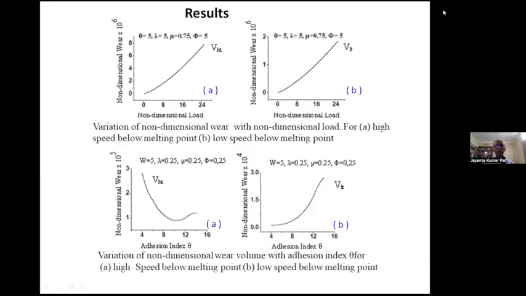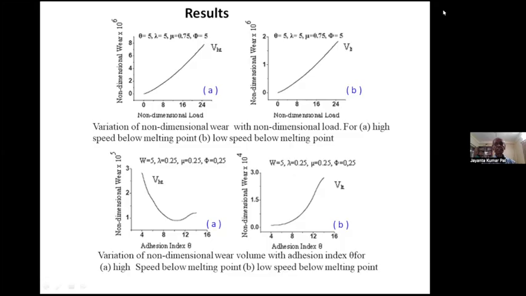Next, we go to another variation of non-dimensional wear against non-dimensional load.